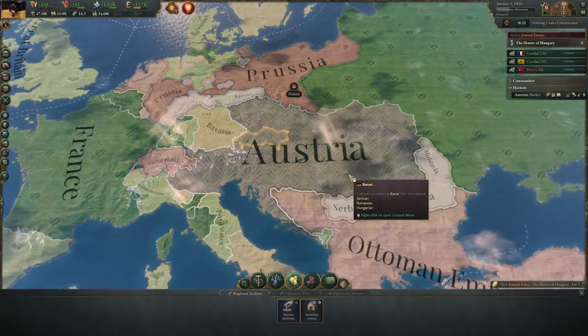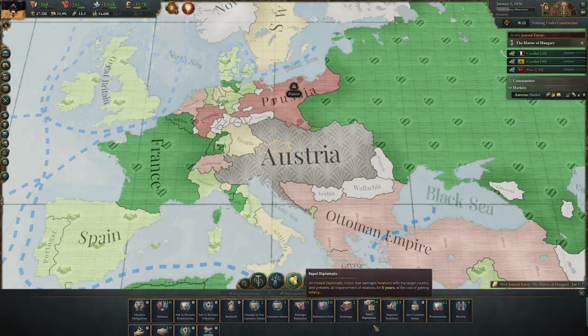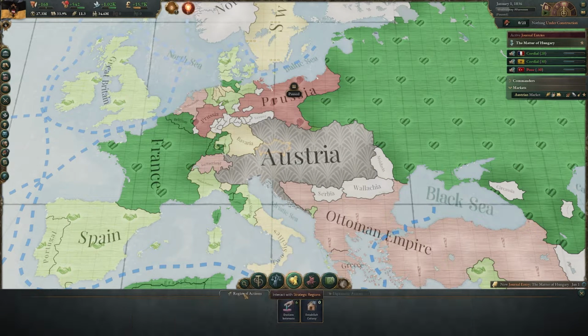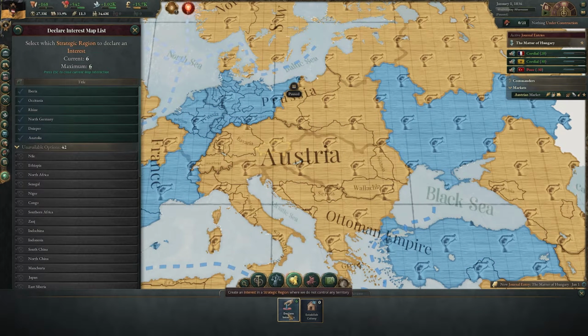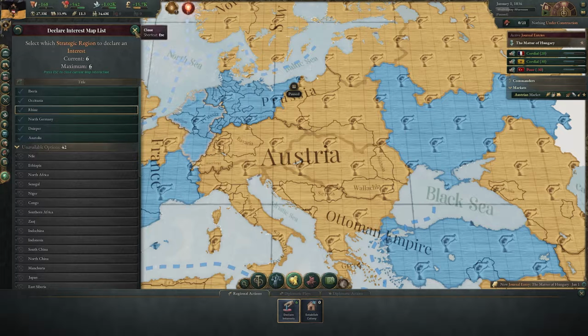Next up is your diplomatic lens. You've got to remember the political lens is within your own country. A diplomatic lens affects everything outside of it. We start with 3 sections: regional actions, diplomatic plays, and diplomatic actions. You can declare interests. Now, I honestly don't know what determines the amount of interest that you can have. I'm not well versed in that yet, but you can see we have a maximum of 6 and we've used 6.